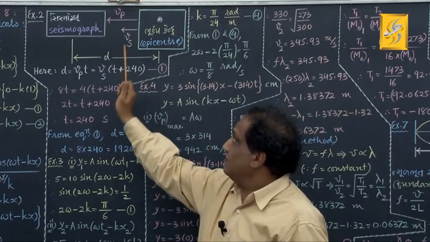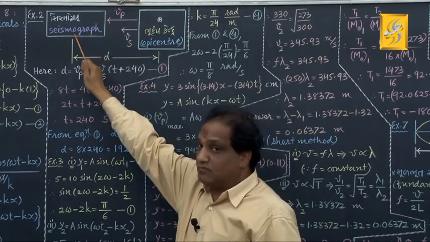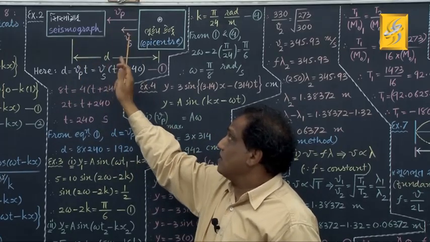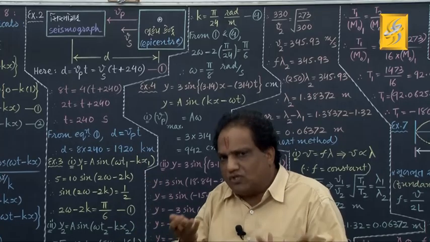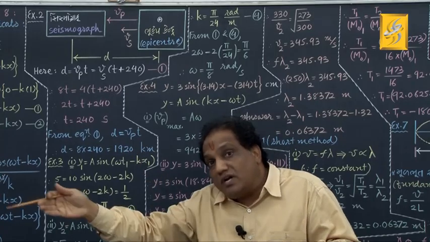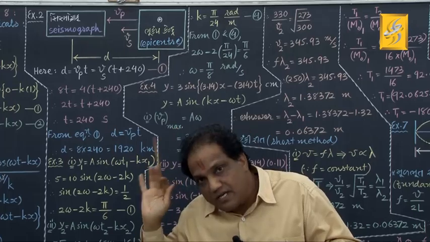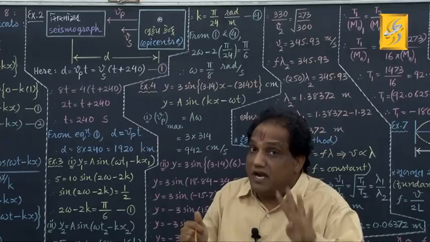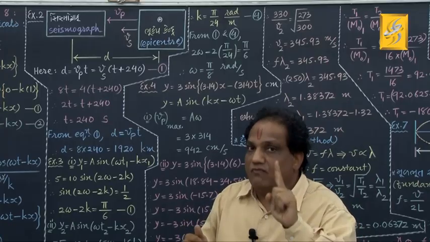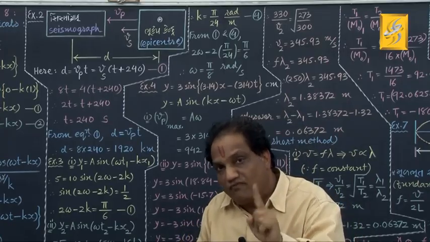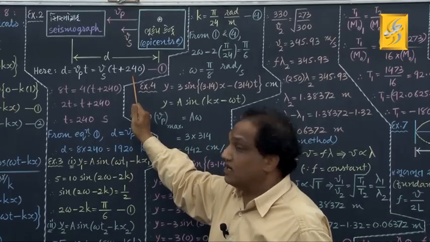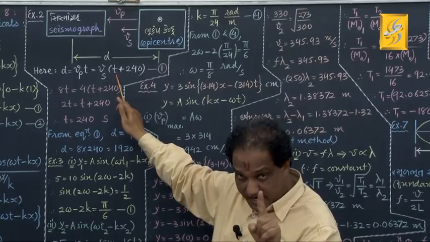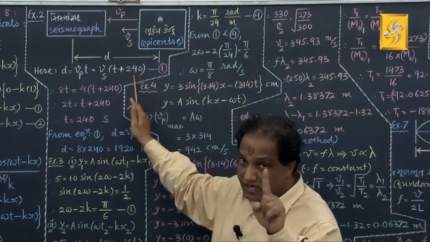Because if the P wave is recorded in the seismograph at the end of T seconds, then the S wave is recorded later because its velocity is less. Because the velocity is less, naturally it takes more time to reach the seismograph. The additional time given in the statement is 4 minutes. One minute is 60 seconds, so 4 minutes is 4 into 60, that is 240 seconds. Mind well, this T we are taking in seconds, that's why we are converting this value to seconds.